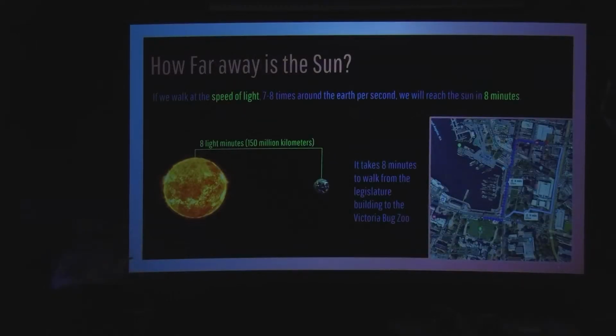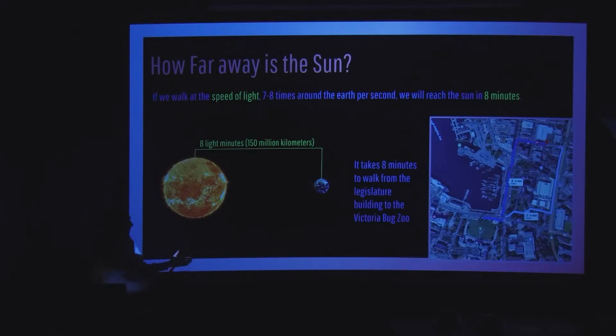Given that speed, how far away is the sun? Well, the sun is about 150 million kilometers away, so it takes light roughly 8 minutes to get here from the sun. Let's switch our perspective from light to our own and imagine that we're light and that we're traveling on Earth, but we're traveling at the speed of light, and Earth has been stretched to immense distances. To get somewhere in 8 minutes, starting at the legislative building downtown, we could take, for example, the Bug Zoo, which is past the Empress Hotel, downtown a little bit more.